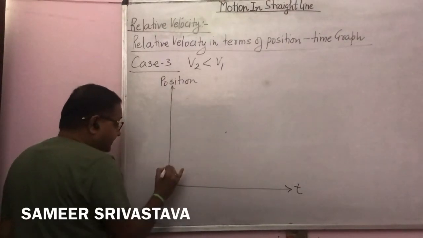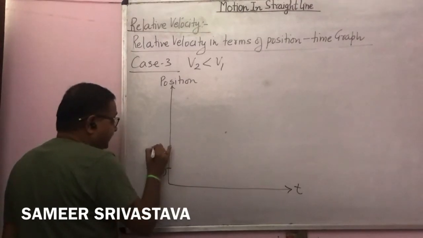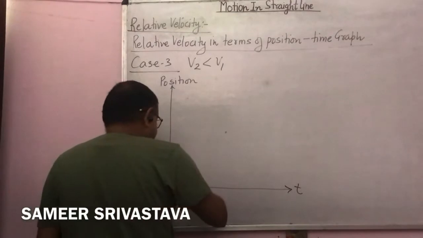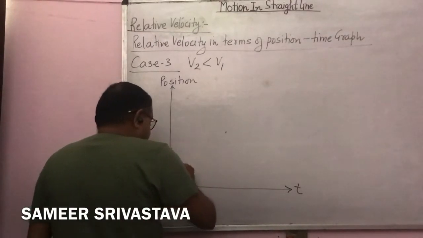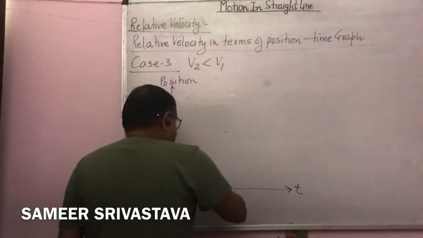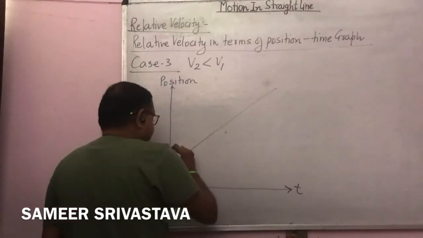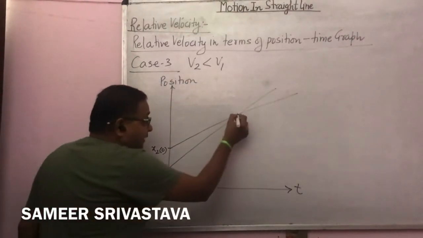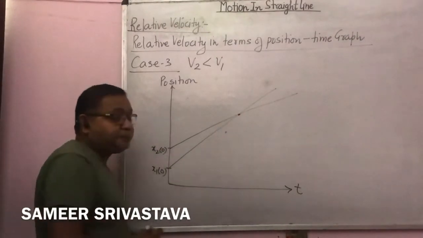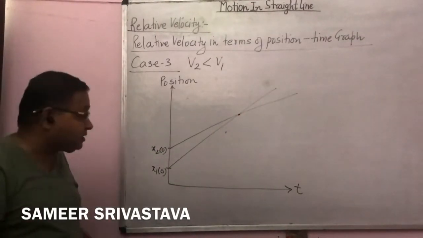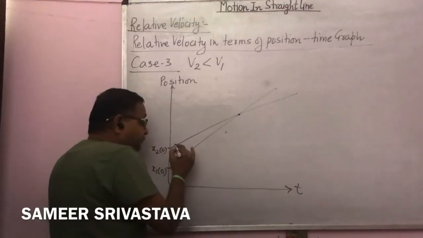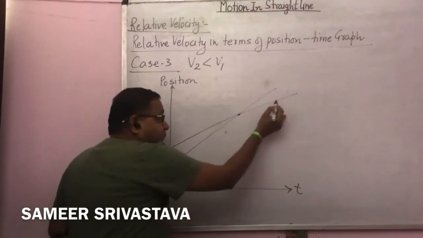initially, this is x1 0 for the first object and x2 0 for the second object. If I make a graph like this, what happened at that point? This is the meeting point of the two objects, because the speed of object 1 gradually increases, but after that point the speed of object 2 decreases.